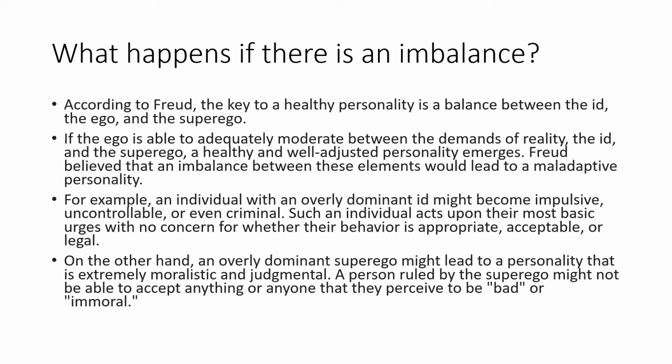For example, an individual with an overly dominant id might become impulsive, uncontrollable, or even criminal. Such an individual acts upon their most basic urges with no concern for whether their behavior is appropriate, acceptable, or legal. On the other hand, an overly dominant superego might lead to a personality that is extremely moralistic and judgmental. A person ruled by the superego might not be able to accept anything or anyone that they perceive to be bad or immoral.